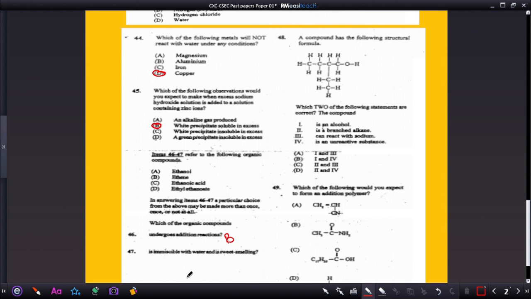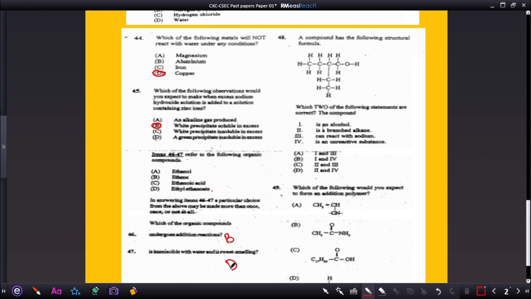47, is immiscible with water and is sweet smelling. So the only sweet smelling compound here is the ester ethyl ethanoate, which is D. 47 is D.